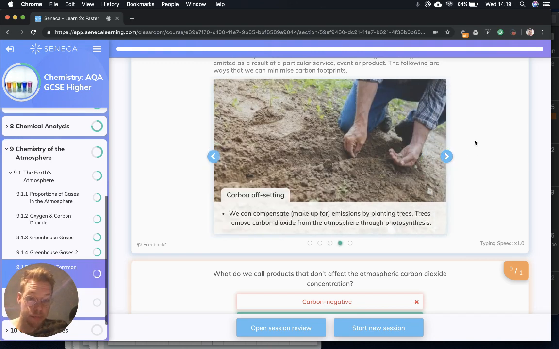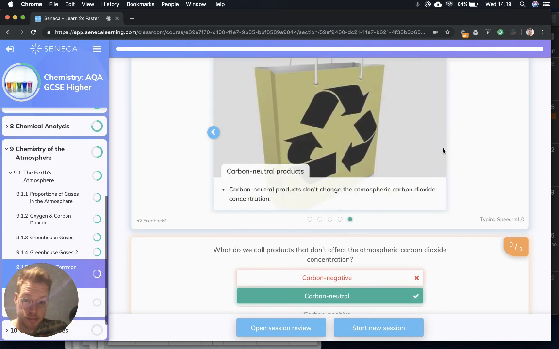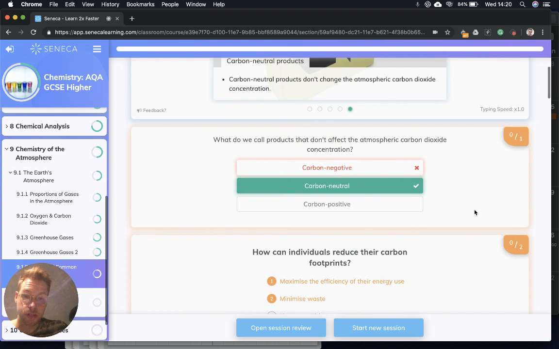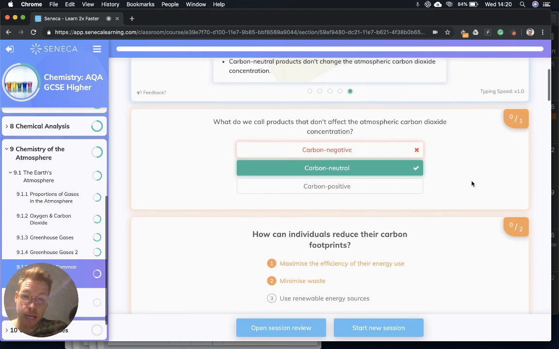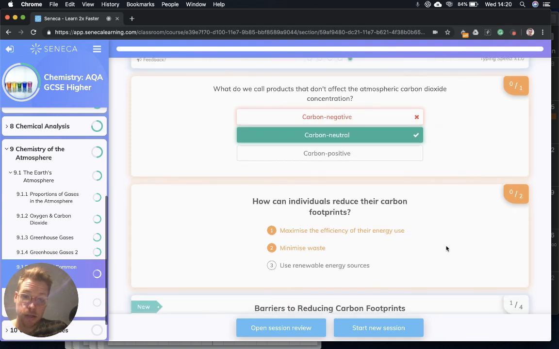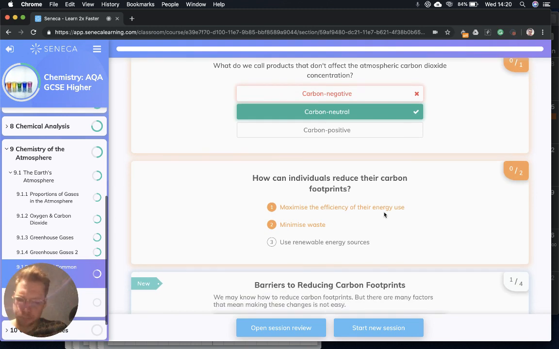Carbon offsetting is something else. We can compensate, like make up for emissions, by planting trees. Trees remove carbon dioxide from the atmosphere through photosynthesis. We can also use carbon neutral products, and these are products that don't change the atmospheric carbon dioxide concentration. So, do we remember the name of products that don't affect the atmospheric carbon dioxide concentration? Honey, they are carbon neutral. So those are the products we want to help our cute little environment stay nice and happy.